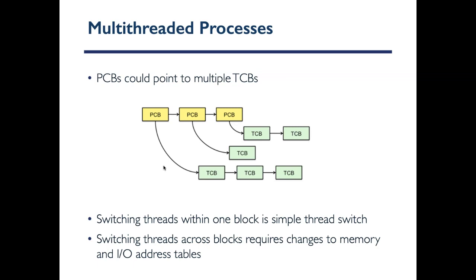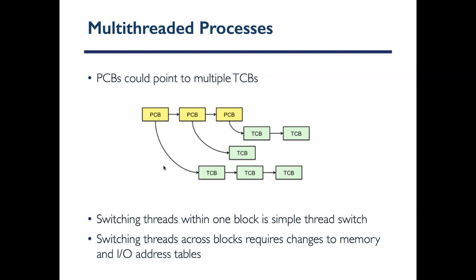Why? Because this thread is using the same address space as the previous thread. So you only need to change a few registers. You don't need to touch anything in the memory because it's already there. The heap is there, the code is there, the file descriptors are there. So it's a lot easier to context switch between threads.